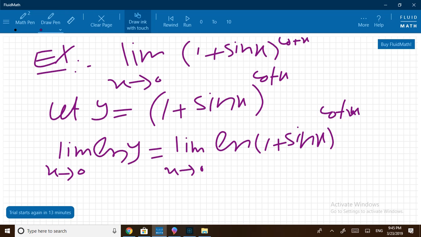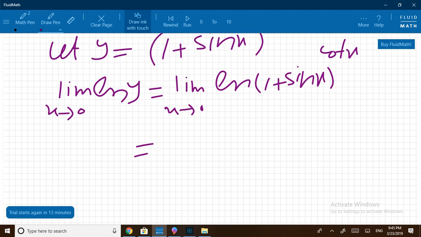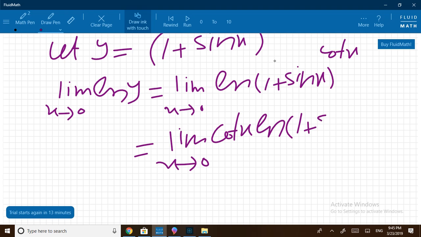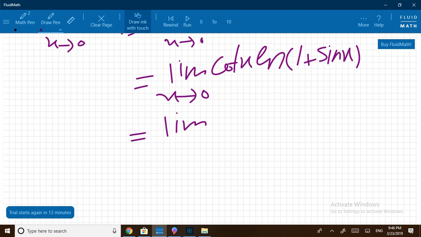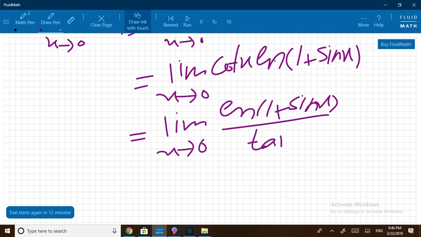Okay, now according to the property of log, we can write cot x before the natural log of 1 plus sine x. So the limit as x approaches 0 of cot x times natural log of 1 plus sine x. Converting cot x, it will be tan x, and shifting it into the denominator, it becomes natural log of 1 plus sine x over tan x.